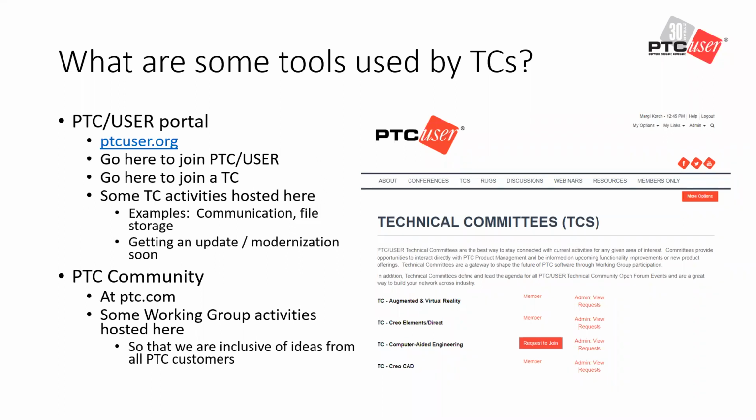So what are some of the tools used by the TCs? We do use the PTC user portal. This is where we have memberships. So if you want to join a technical committee, you would want to go to ptcuser.org. You will register, and then from there you can go and join TCs. This is what gets you on the mailing list for meetings as well as discussions. And you can join several different TCs. You're not limited to one or two. You can join as many as you would like to join.